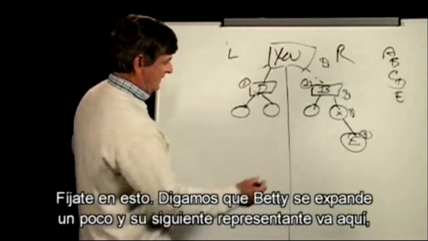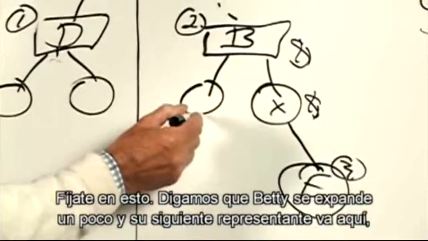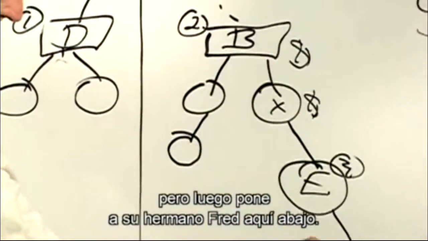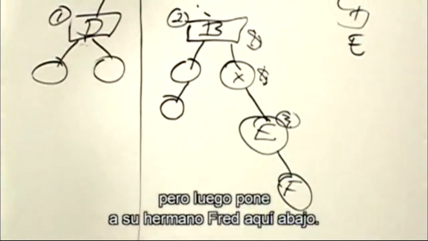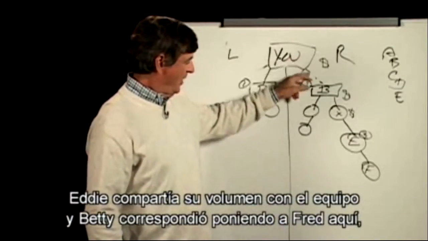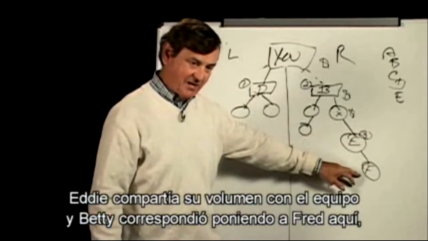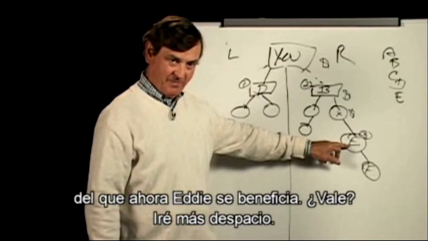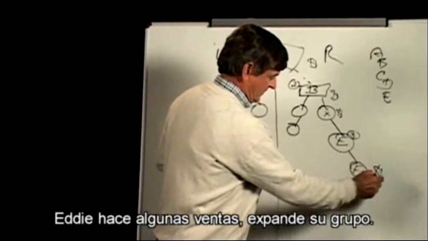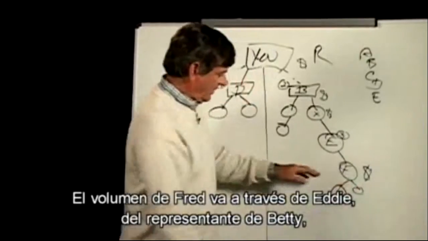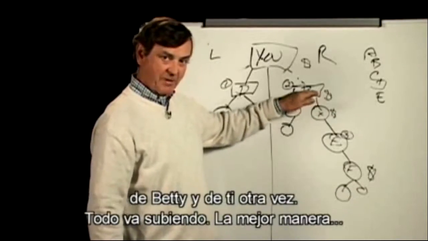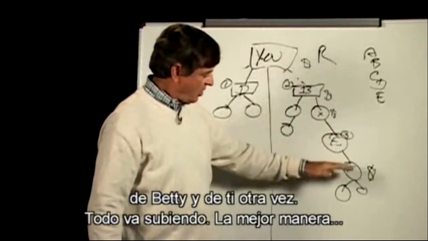Well, watch this. Let's say Betty expands a little bit, and her next rep goes here, but then she puts her brother Fred down here. Well, all of a sudden, Eddie was sharing volume with the team. Betty reciprocated with Fred down here, that Eddie now benefits from, okay? So let me slow that down for a second. Eddie makes some sales, grows his group. Fred's volume goes through Eddie, through Betty's rep, through Betty, and back to you. So it's all flowing up.